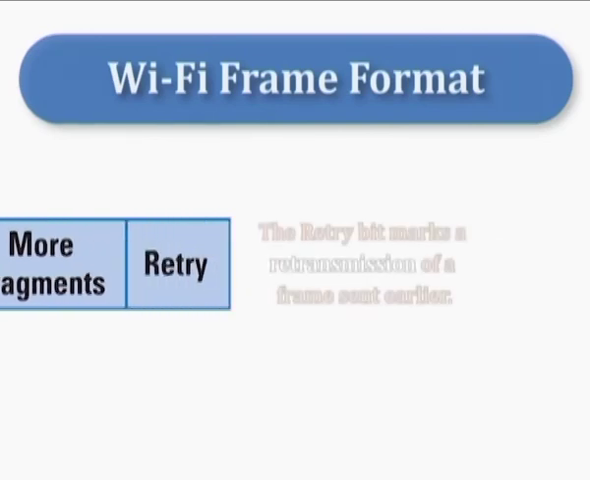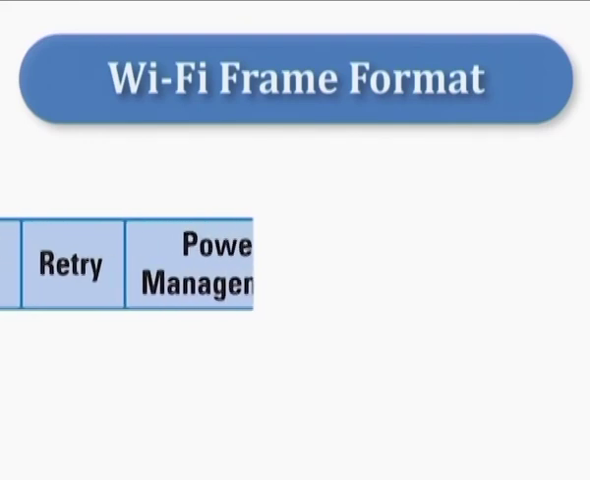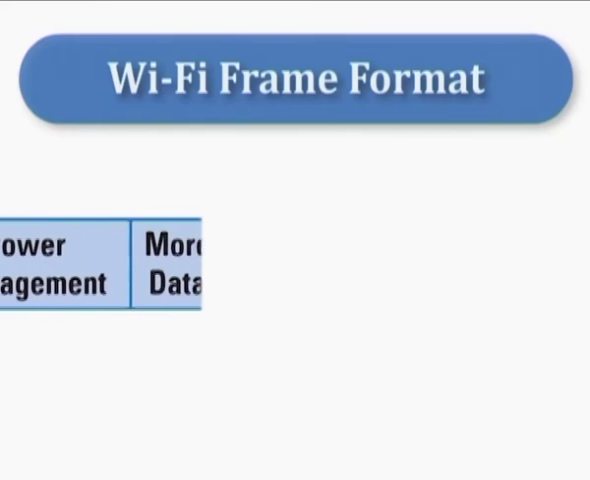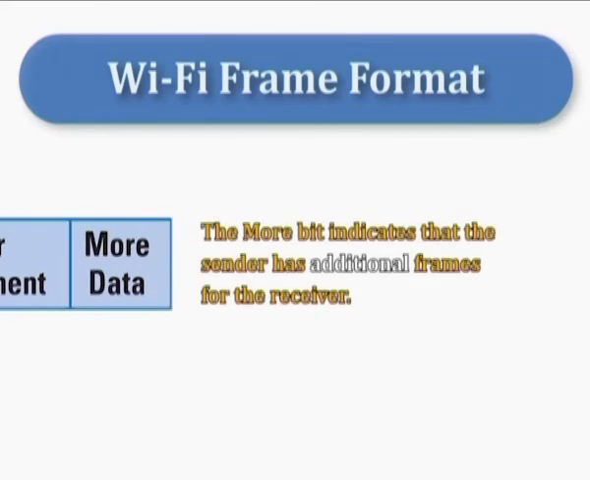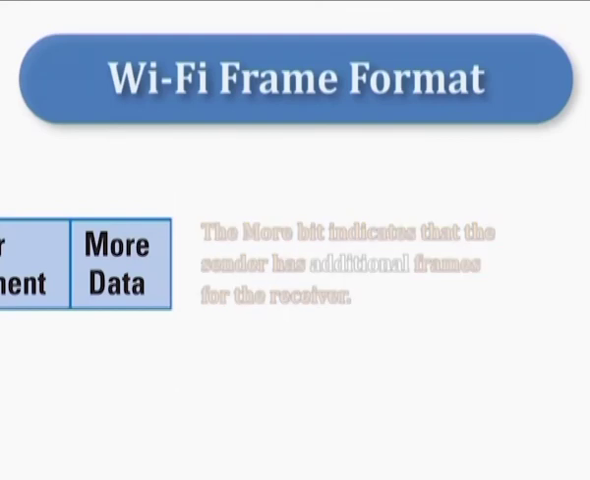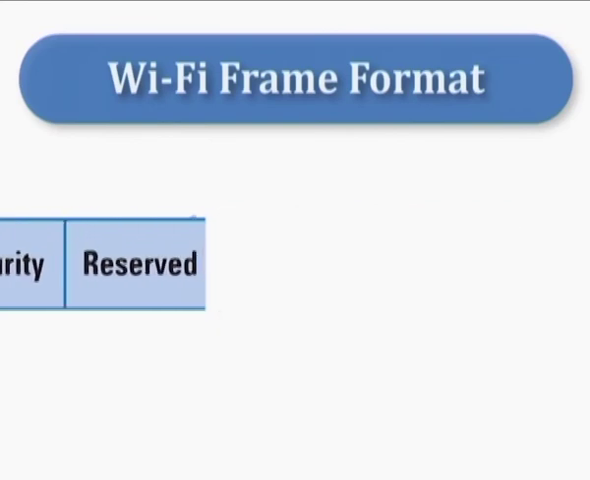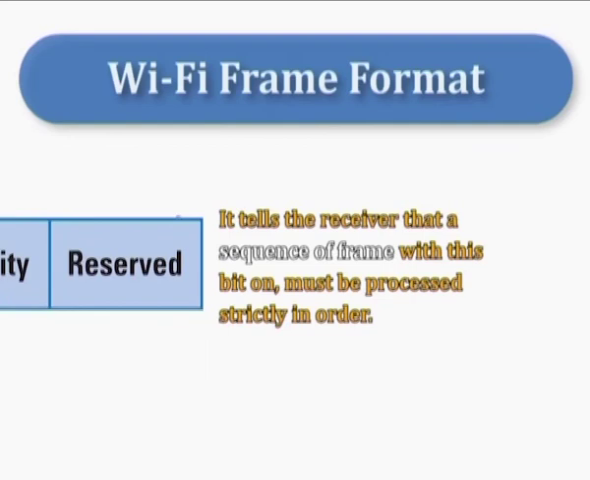The retry bit marks a retransmission of a frame sent earlier. The power management PWR bit is used by the base station to put the receiver into sleep state or take it out of sleep state. The More bit indicates that the sender has additional frames for the receiver. The W bit specifies that the frame body has been encrypted using the WEP, Wired Equivalent Privacy, algorithm. And finally, the O bit tells the receiver that a sequence of frames with this bit on must be processed strictly in order.